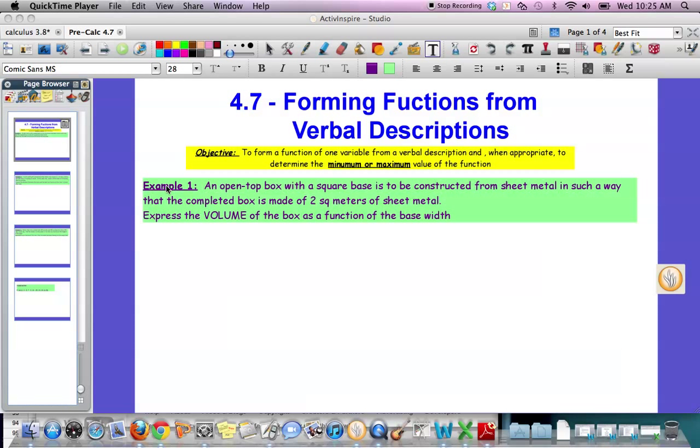The first example says this. An open top box with a square base. First thing you want to read there. Sorry. There's not enough plugins in this room. I need an extension.